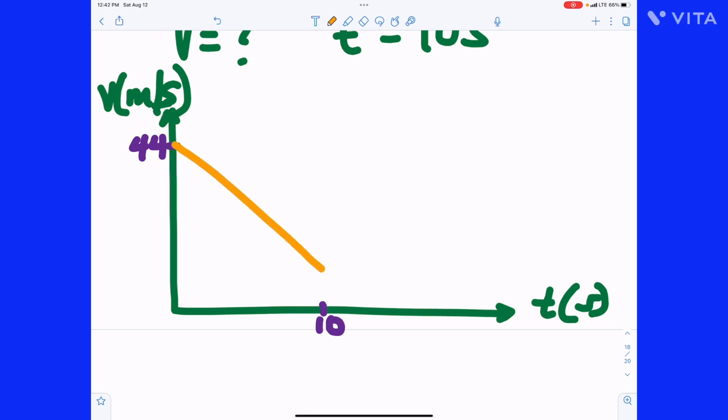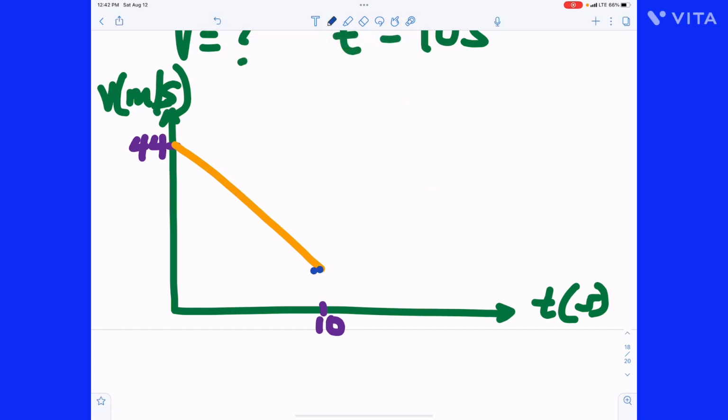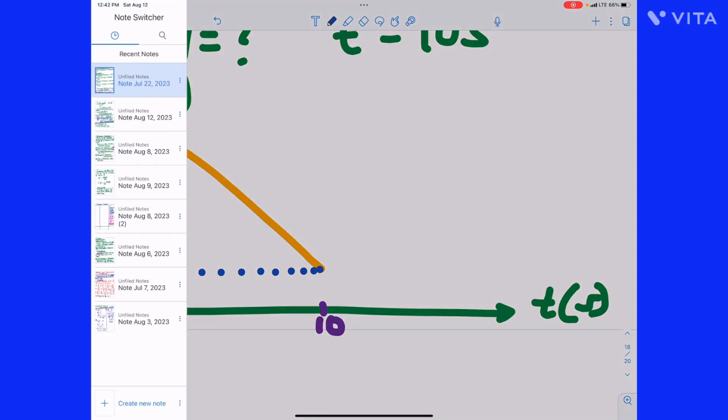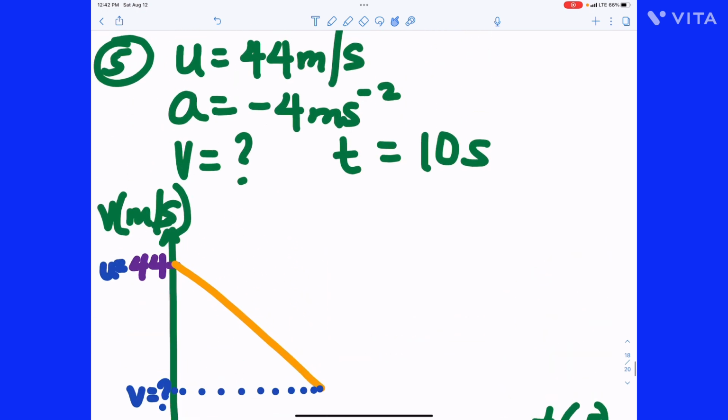So it will slow down. That means the value I'm looking for is right here. I'm looking for the value of the velocity after 10 seconds. This will be my U. My U is what? 44, the initial velocity. I'm now looking for V, the final velocity after 10 seconds. So let's go ahead and do that.